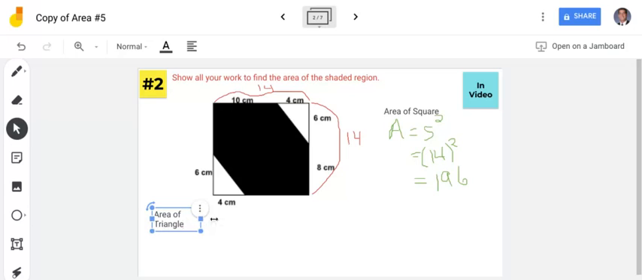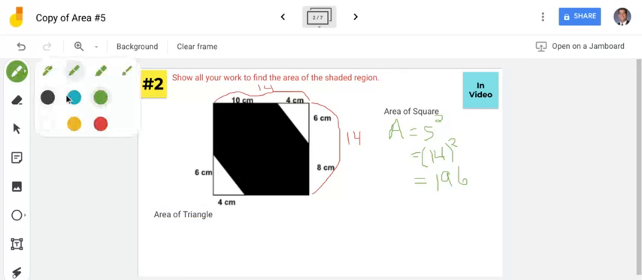Area of triangle. Now, this triangle right here has a base of 4 and a height of 6, right? Now, this one also does. Base 4, height 6. So I could basically say that whatever the area of this triangle is, the area of this triangle is going to be the exact same because they're both a 4 by 6 triangle. So let's find the area of this 4 by 6 triangle.